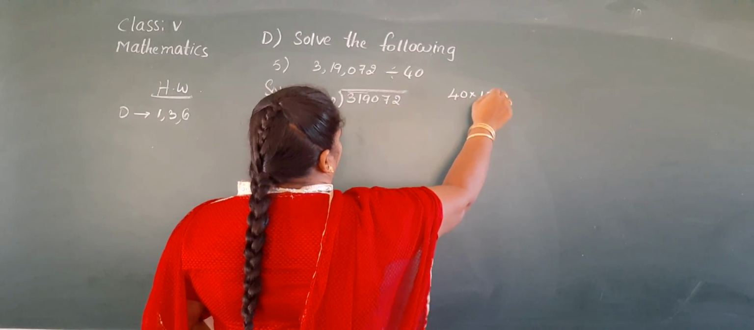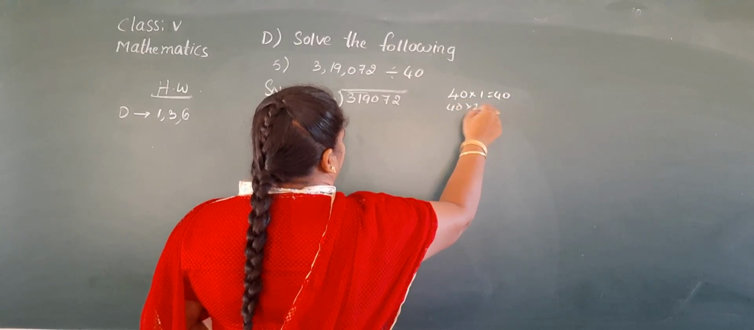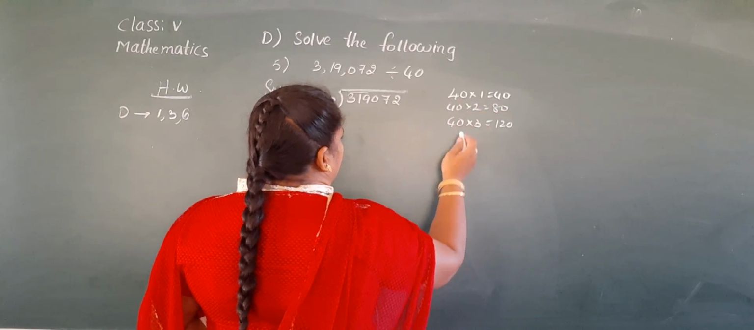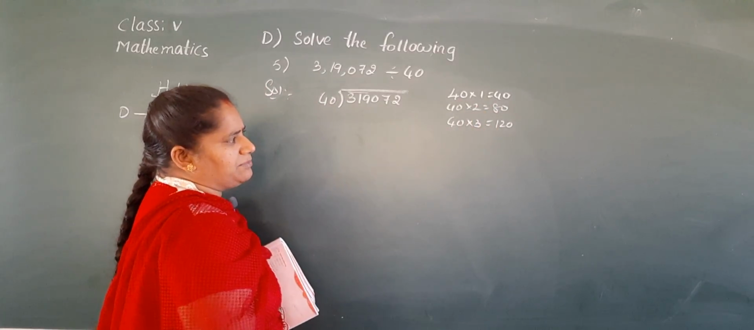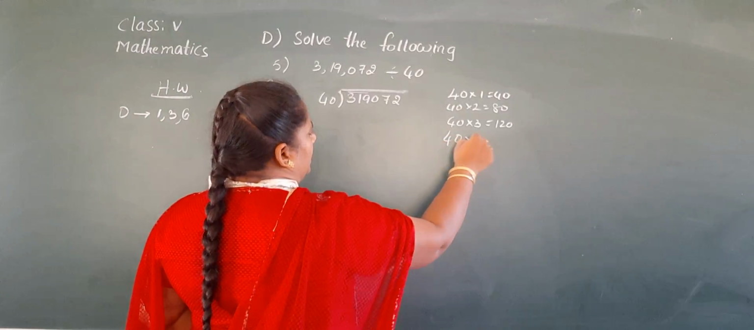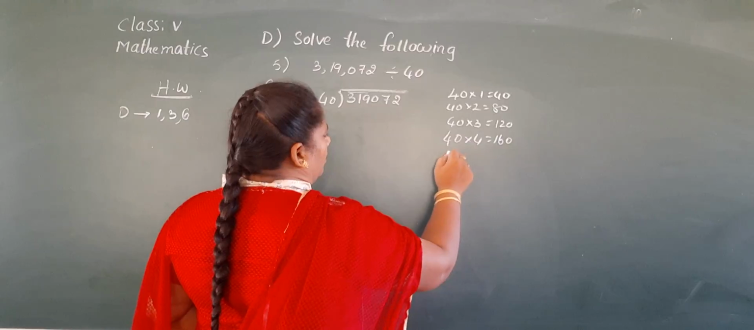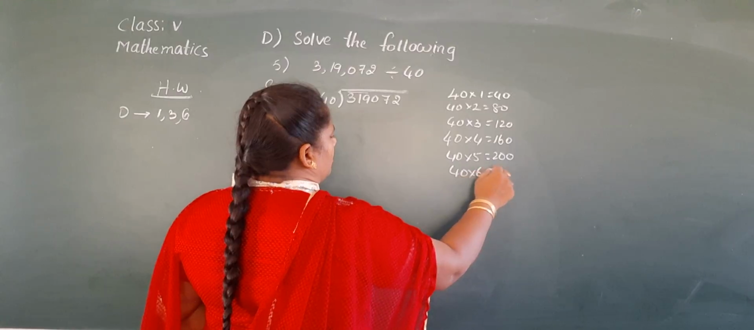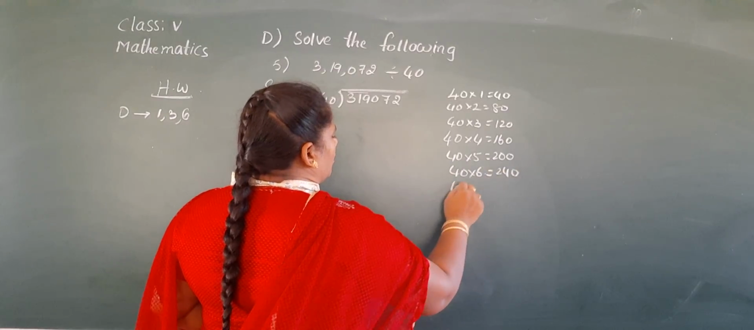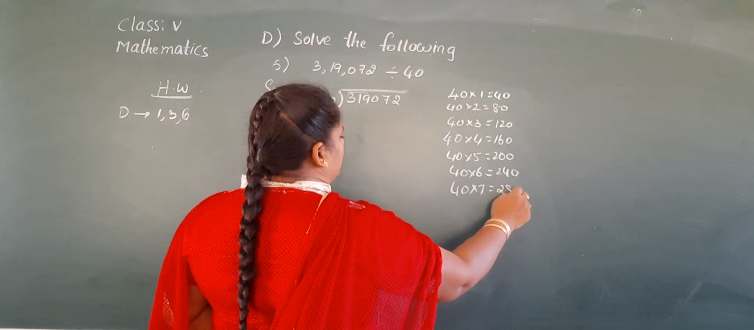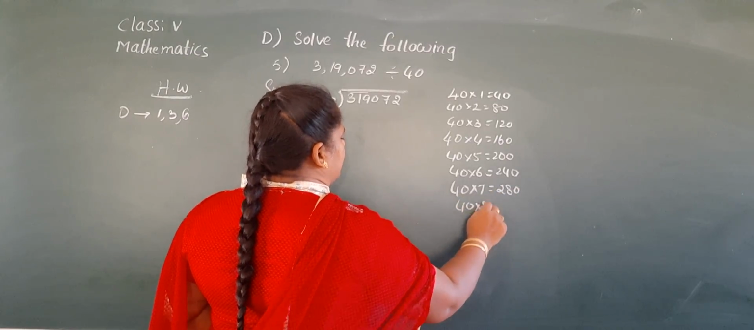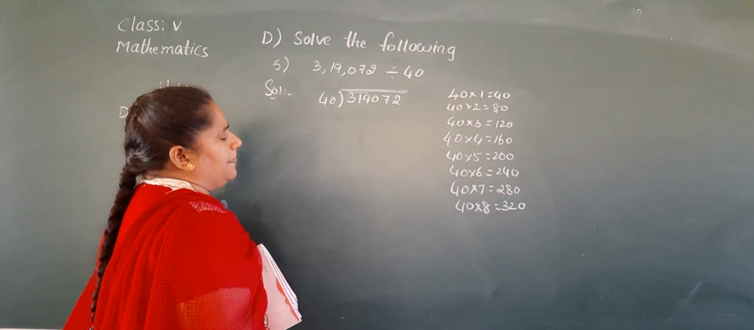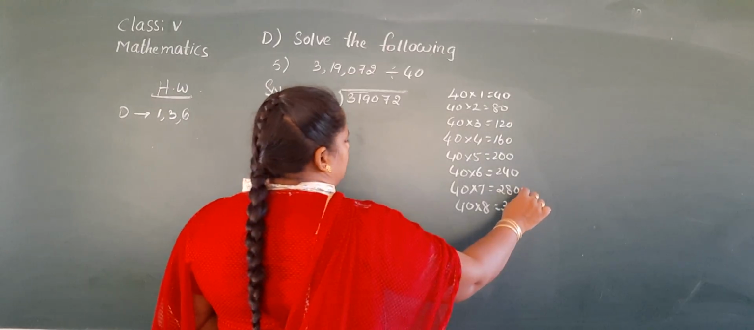40 ones are 40, 40 twos are 80, 40 threes are 120. See Nana, just multiply the number and keep 0 to the right side of the product. 40 into 4 means 4 fours are 16 and 0. 40 into 5, 4 fives are 20 and 0. 40 into 6, 4 sixes are 24 and keep 0. 40 into 7, 4 sevens are 28 and keep 0. 40 into 8, 4 eights are 32 and keep 0. So it's a big number, Nana. 320 is the greatest number, so you take only 7 times.